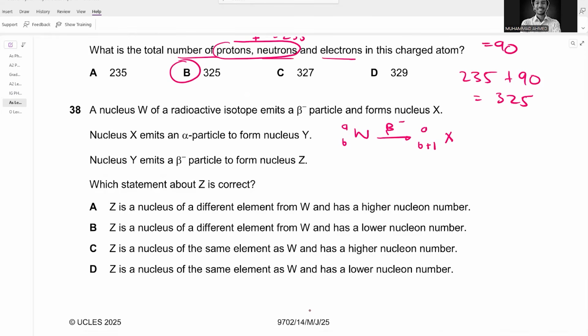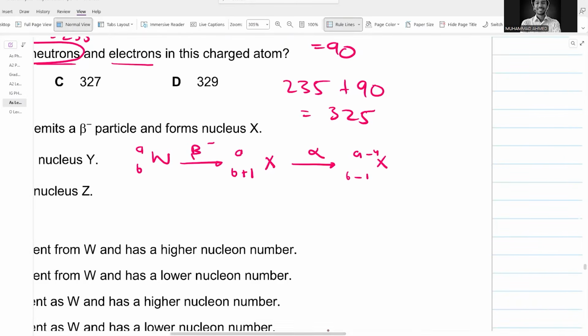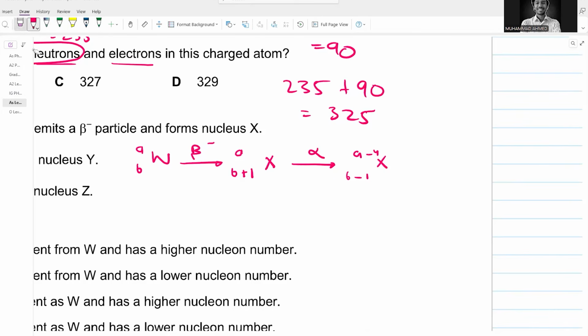अब X अल्फा पार्टिकल इमिट कर रहा है. मास नंबर -4 हो जाएगा, प्रोटॉन नंबर -2 हो जाएगा. This will become B+1-2, that is B-1. For those who are weak at maths, let me do it in a bit elaborate manner. जब भी आप अल्फा पार्टिकल इमिट करते हो, आपका मास नंबर -4 हो जाता है, A-4, and your proton number decreases by 2.